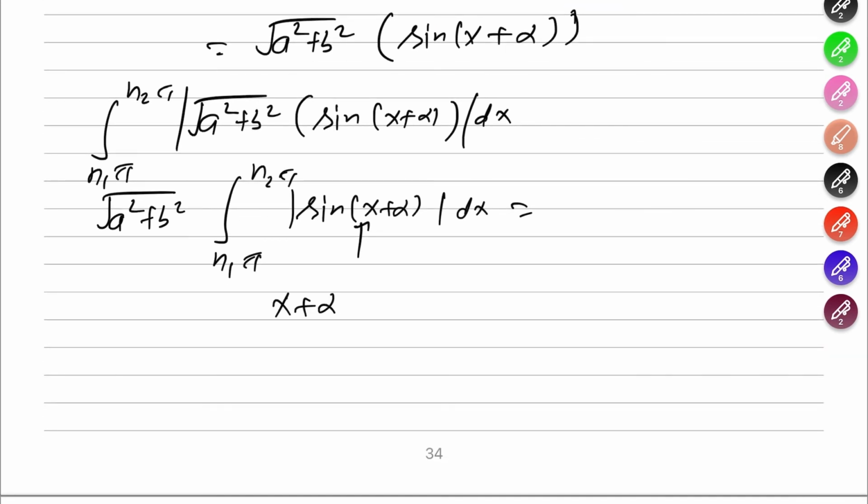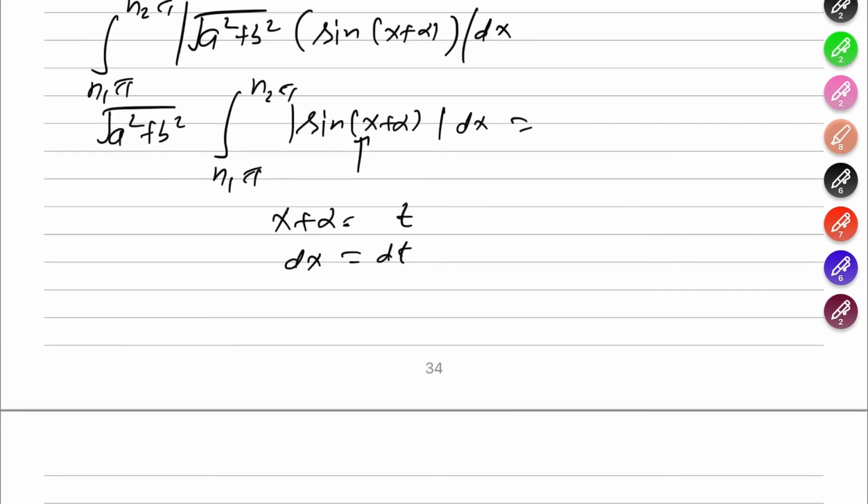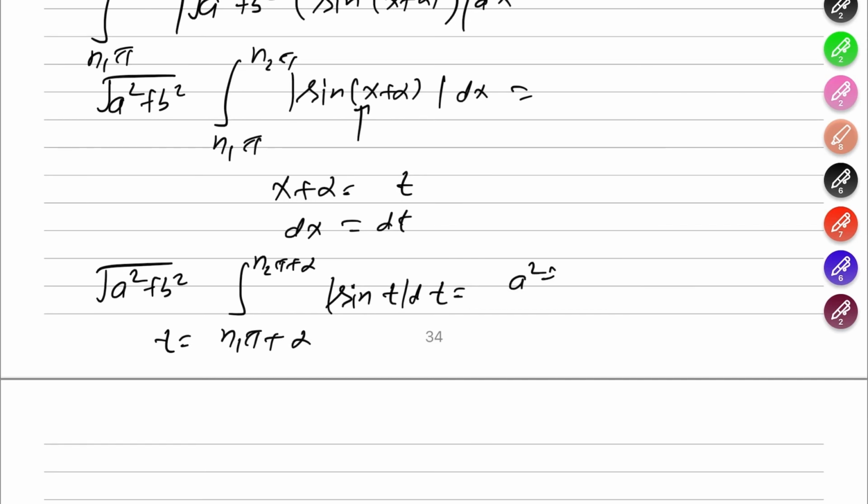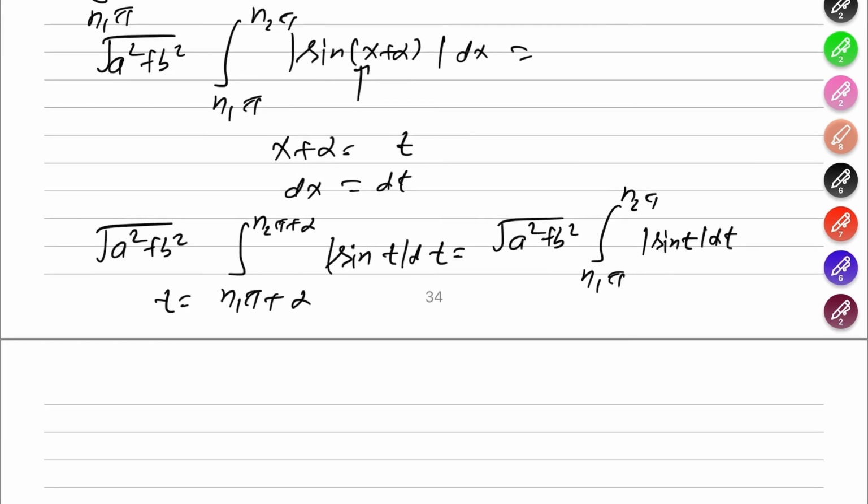If you want, let's quickly prove why I'm saying this. Let x plus alpha equal t, so dx is equal to dt. Since square root of a square plus b square is a constant, it converts into the integral where t varies from n1 pi plus alpha to n2 pi plus alpha of modulus of sin t dt.